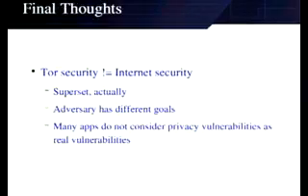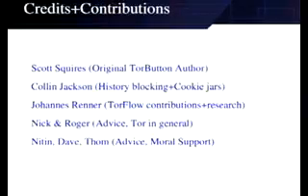So we're pretty much wrapping up. Some final thoughts. Tor security is not internet security. It's a superset. There's a lot more issues that you have to deal with. The adversary has different goals. They want to bypass your proxy settings. They want to get you to reveal unique identifiers. They want you to run plugins or what have you. And a lot of apps don't consider these sort of vulnerabilities as real vulnerabilities. So it's sort of an uphill battle.